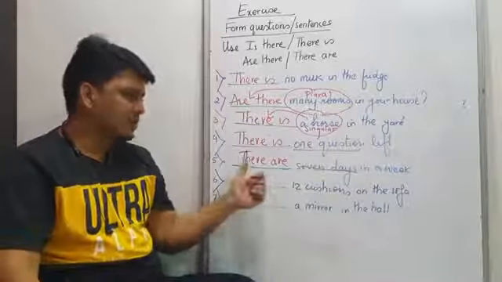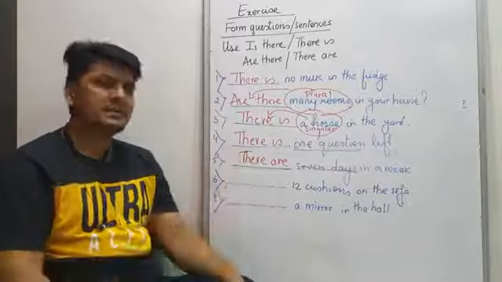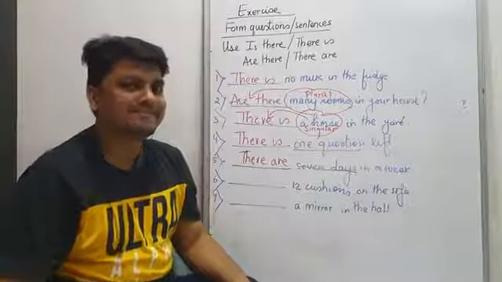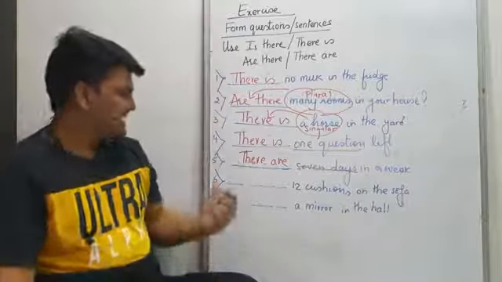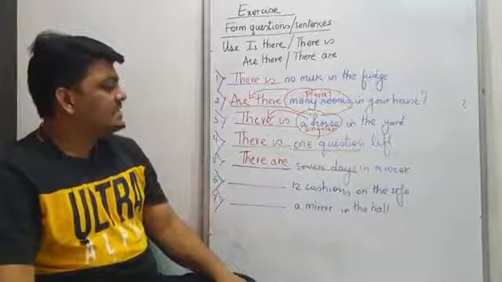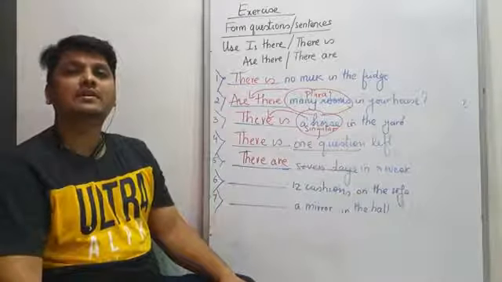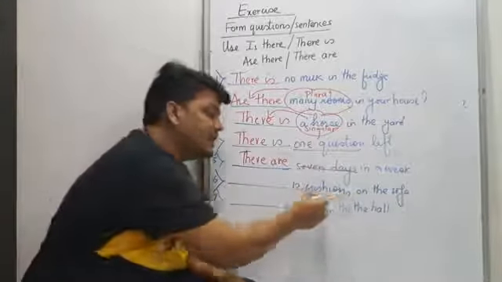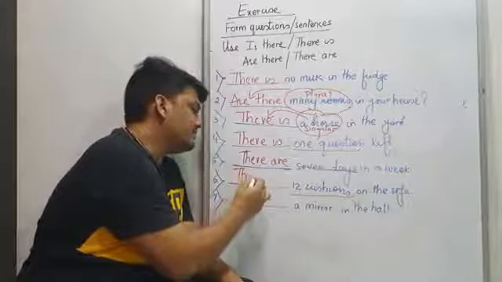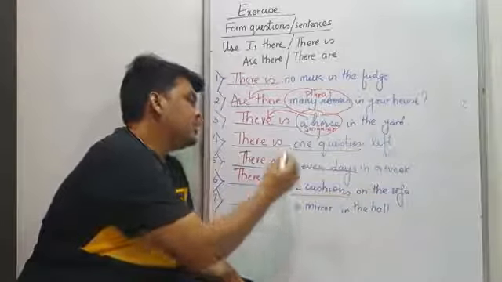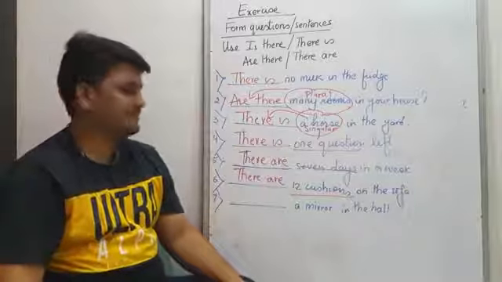What will be the question form of this? Are there 7 days in a week? Question mark. Let's go to the next one. Dash 7 cushions on the sofa. Again, this is plural. So there are 7 cushions on the sofa.